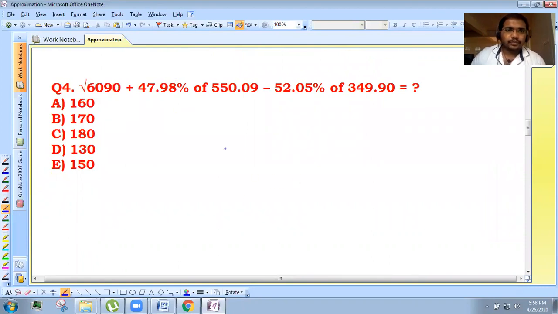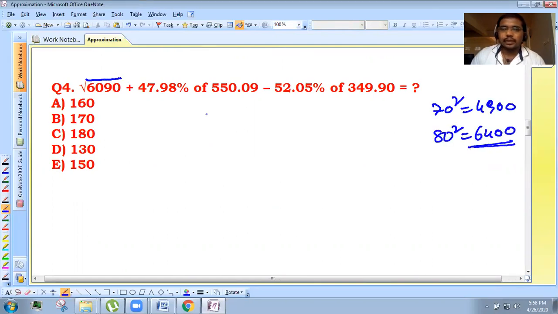Next question. So see here, under root 6090. So this is a square root value. 70 square is 4900, 80 square is 6400. So the given number is near to which square number? 80's. So is it exactly 80? No, but it won't make any difference. Take it as 80, no problem.